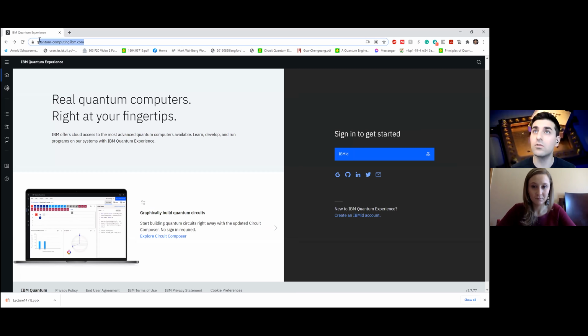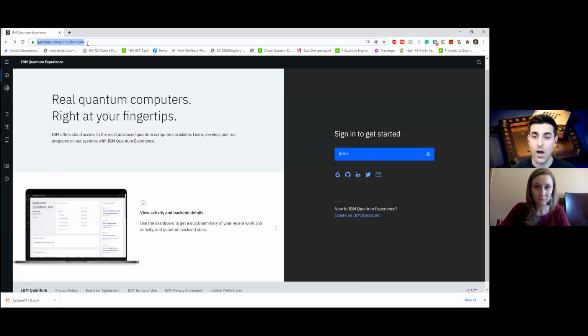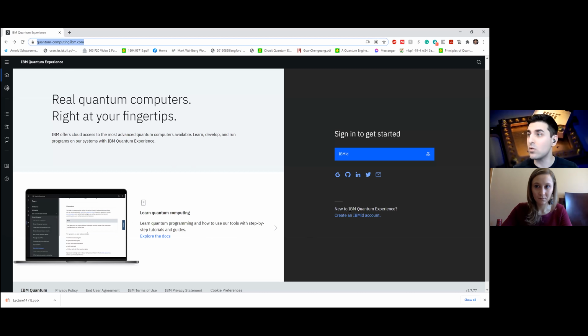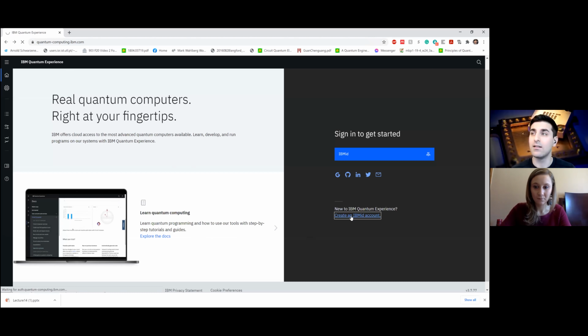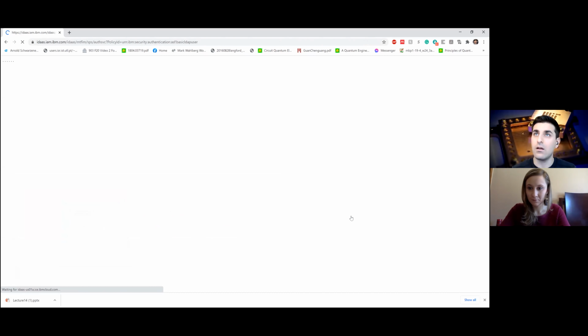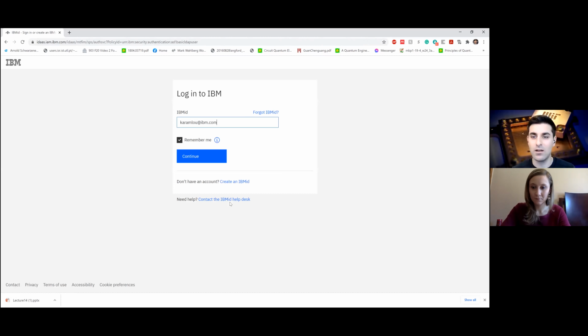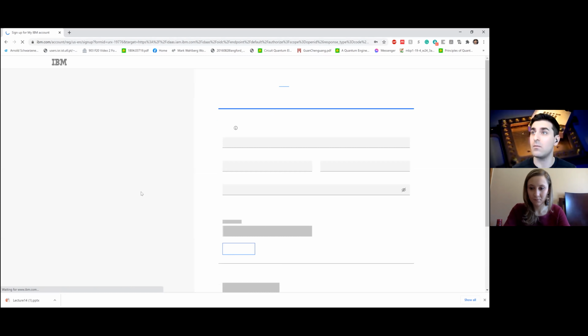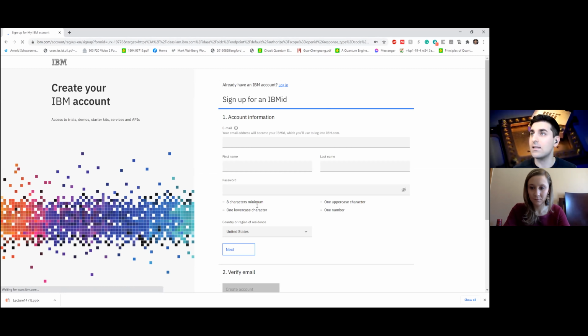So first you need to go to quantum-computing.ibm.com. You could Google IBM Quantum Experience and it'll also direct you to this website. And you will see a page that looks like this. To the right, there is an option that says new to IBM Quantum Experience, create an IBM ID account. So you just simply click on that. Now, of course, in my case, it's going to try to sign me up with my pre-existing IBM account, but let's just assume that I don't have an IBM account. So I click create an IBM ID, and then I see a page that looks like this.